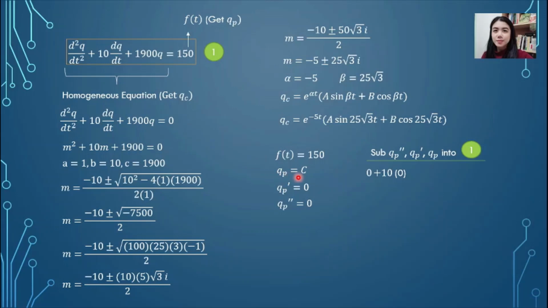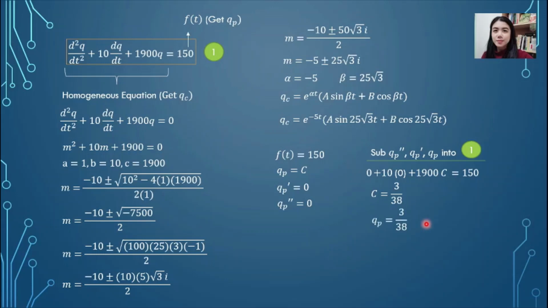So which means that multiply with the C equals 150. If you simplify, that means your C is actually equal to 3 over 38. Once you know your value of C, which is 3 over 38, substitute it into your QP. So your QP is 3 over 38.